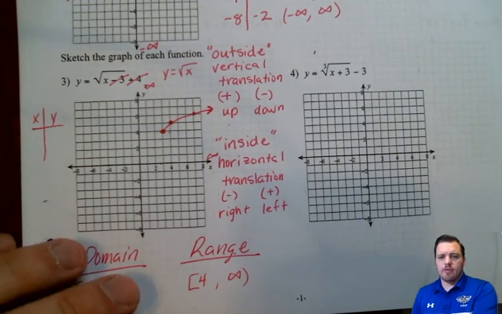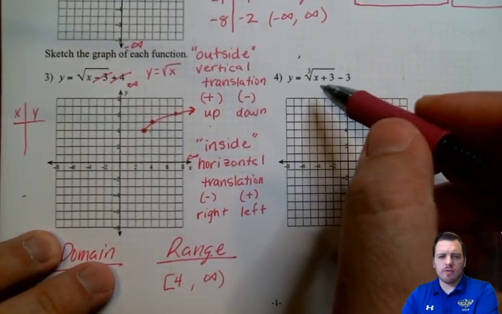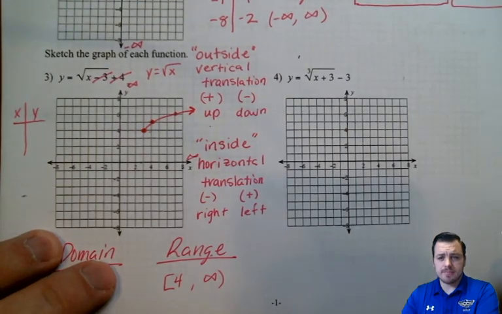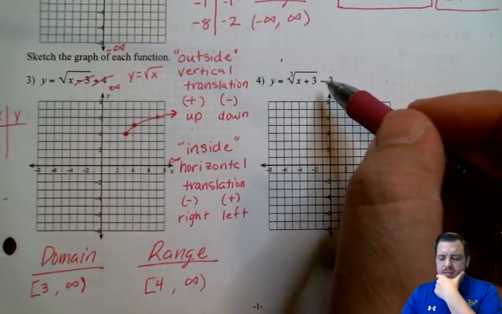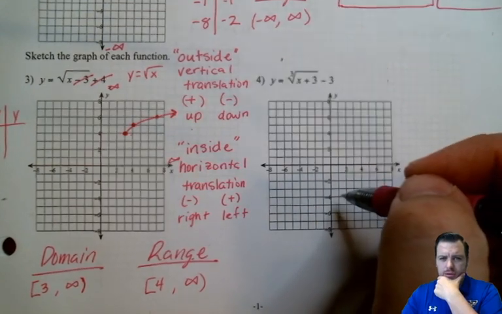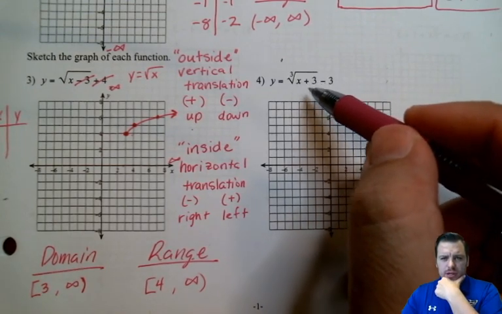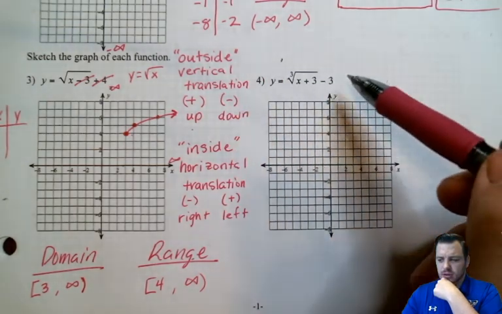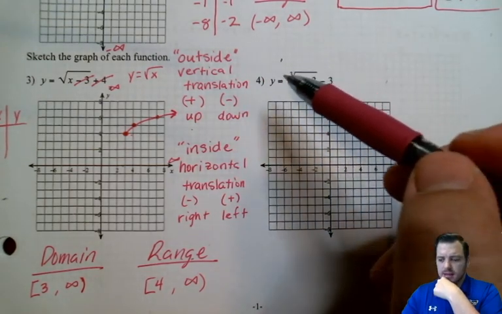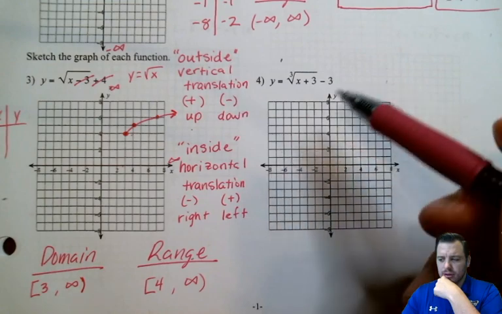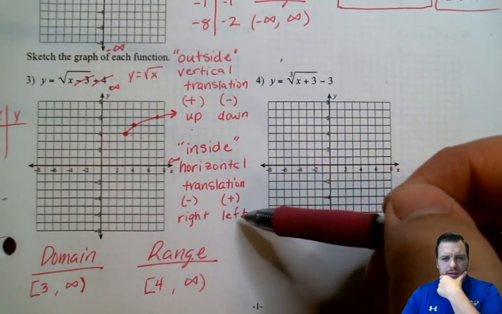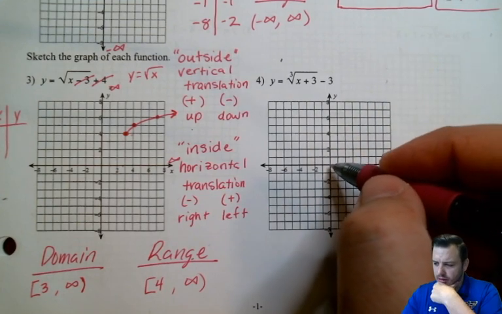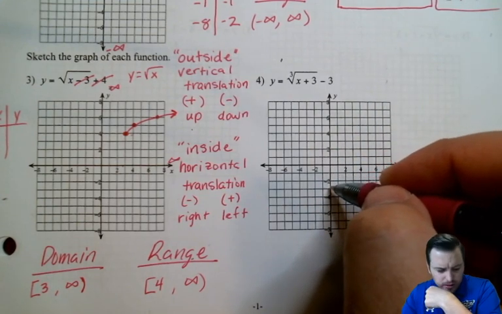All right, look at number 4. Y equals the cube root of x plus 3, minus 3. So minus 3 is a vertical translation down, and plus 3 goes to the left on the inside. This minus 3 is on the outside. It's negative, so it goes down 3. Inside, that's plus, so that goes to the left. So down 3, 1, 2, 3.